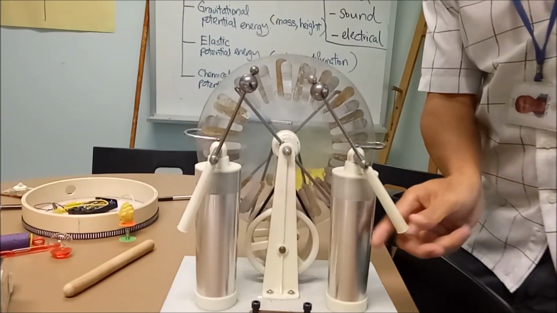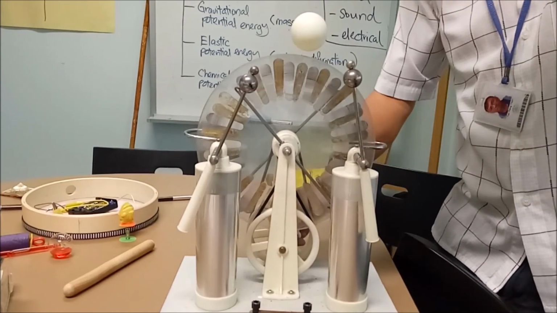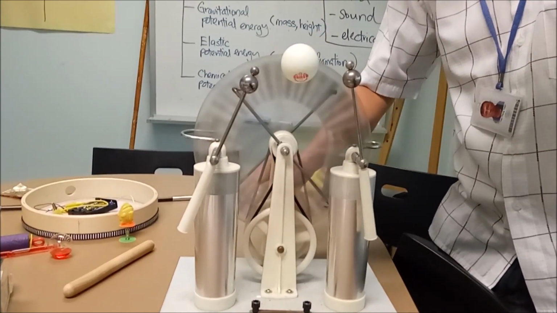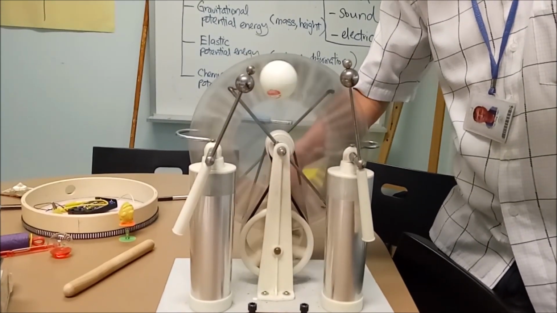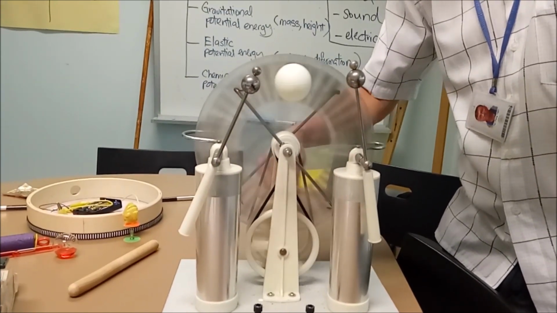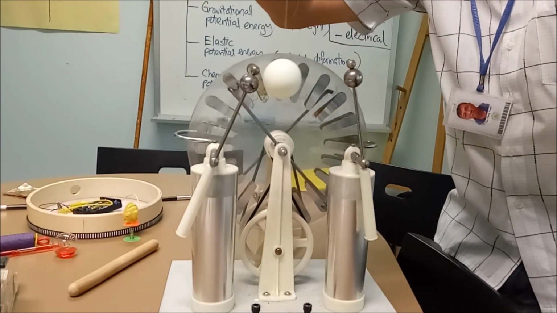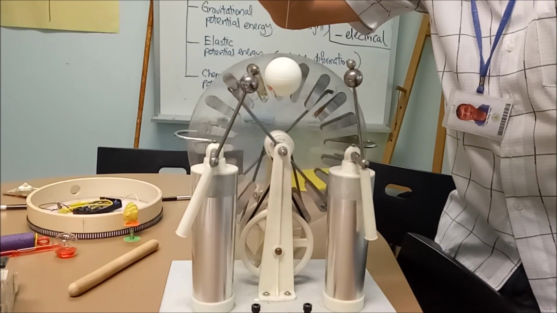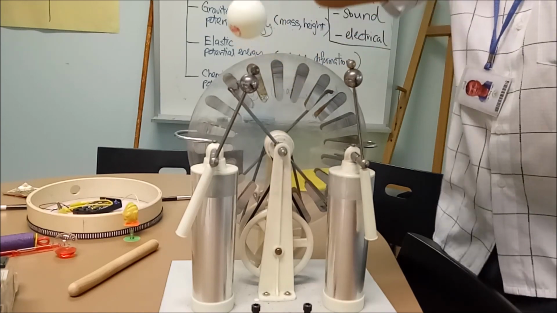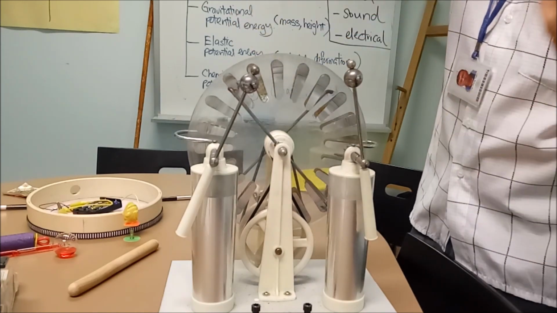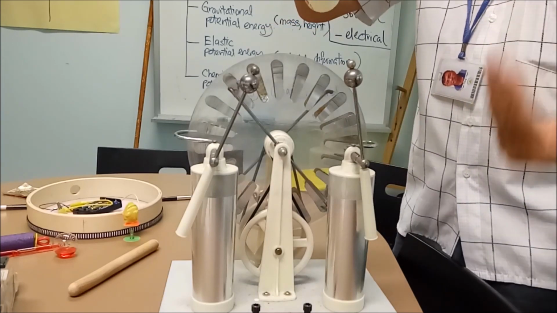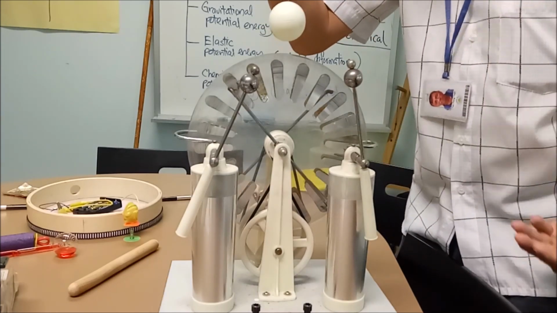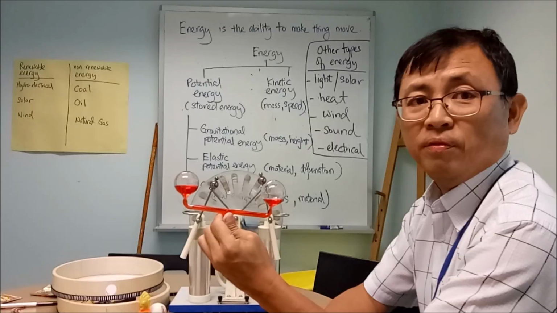Put near here, then we start to charge up, produce electrical energy, and see what happens to the ping pong ball. Can you see the ping pong ball is moving? Yeah. Now you need not know why it moves. This one you'll learn in secondary 4. But basically, electrical energy can make things move. It's a form of energy.